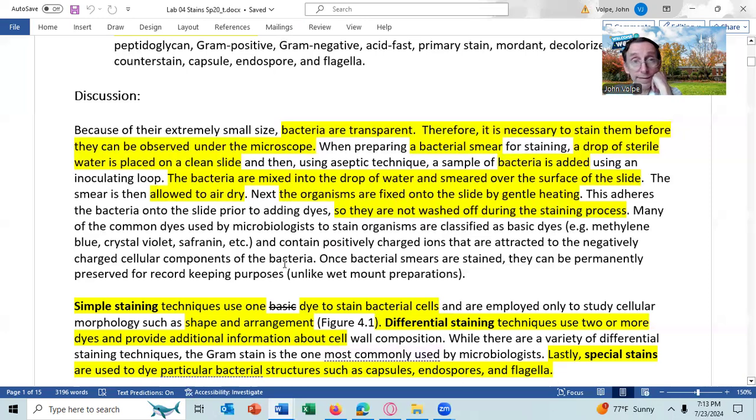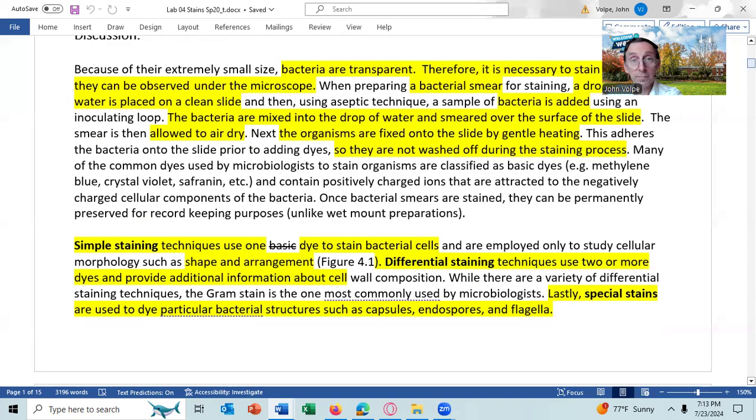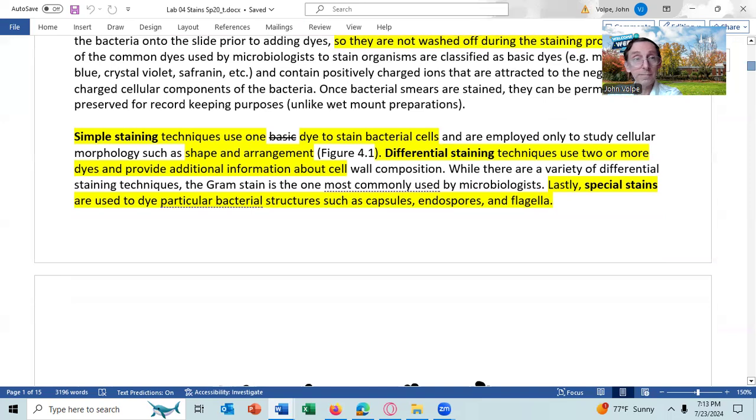The slide is then allowed to air dry, and then the slide is heat fixed, in which the organisms are fixed on the slide by gentle heating. This is so that the cells will not be washed off during the staining process. Any question about that? So the bacterial smear is something you do before you do the staining. Students always get that wrong.